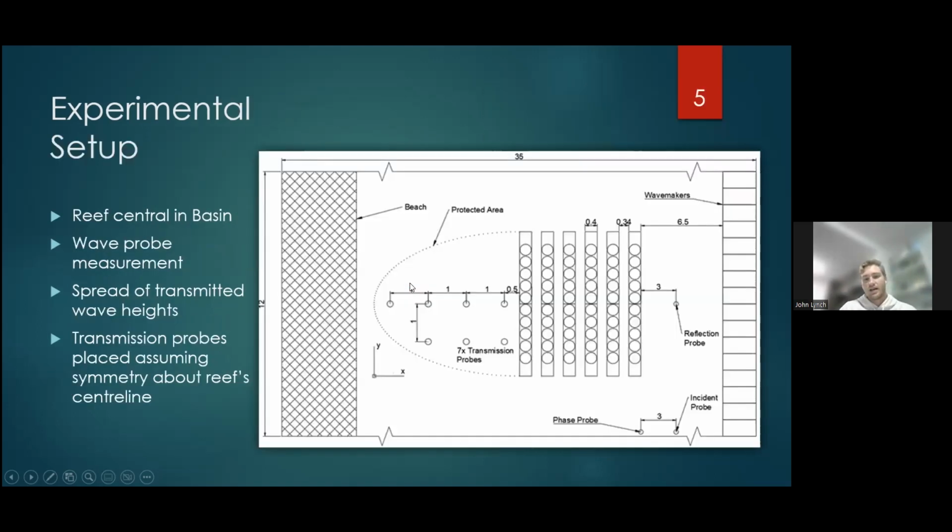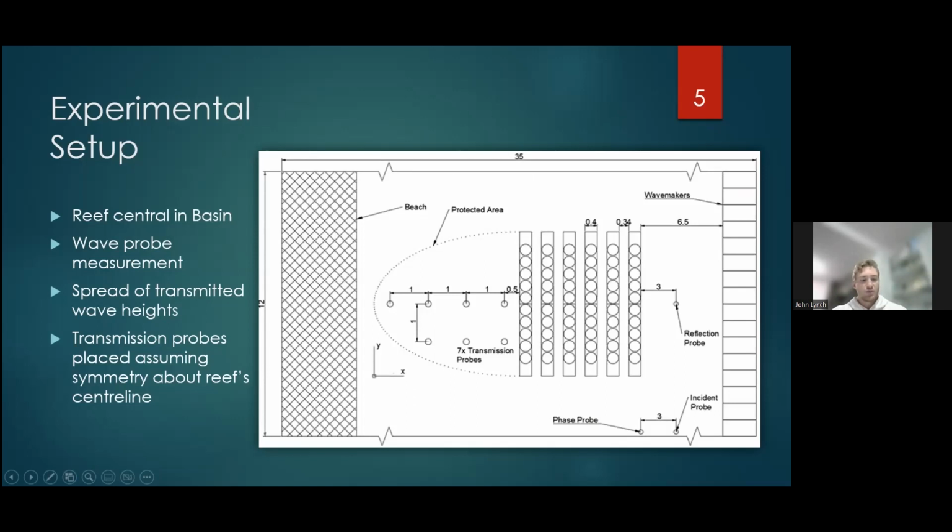Here we can see the experimental setup in the model test basin. The reef is located centrally in the basin to avoid any influence from the sidewalls, and wave heights are measured using twin wire wave probes that capture the free surface elevation. The incident wave probe is positioned in front of the reef and just off to the basin wall to avoid reflections from the front of the reef face. And seven transmission probes are positioned within the reef's protected area to capture a spread of the transmitted wave heights.